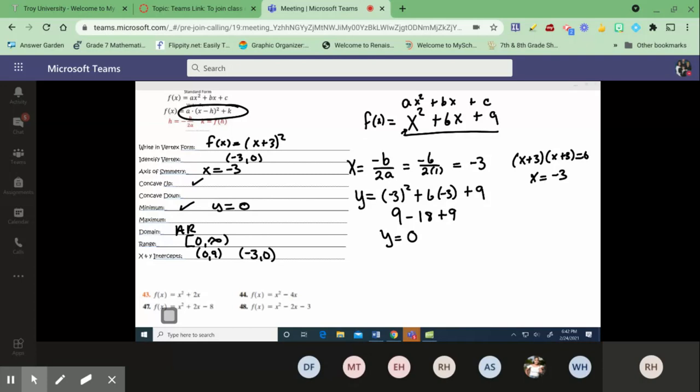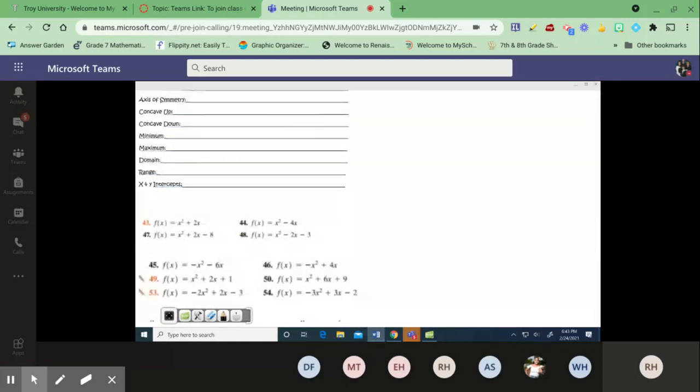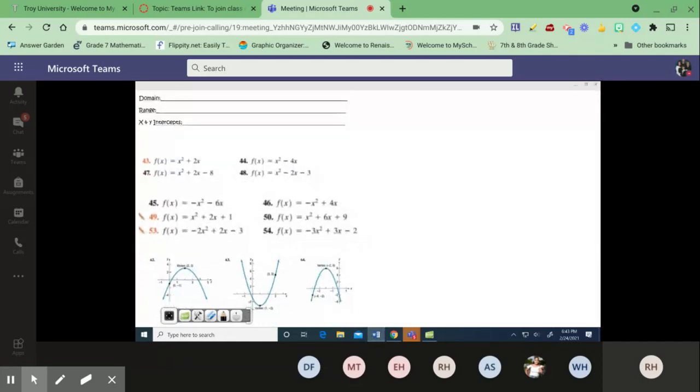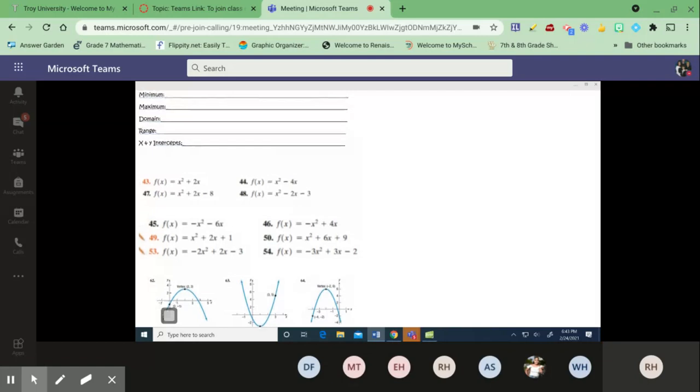All right, now, when it comes to problems that are a is greater than 1 or negative, we're going to do one of these negatives here. Use that formula. When you have a negative 2, you can definitely complete the square. Let's look at 53.